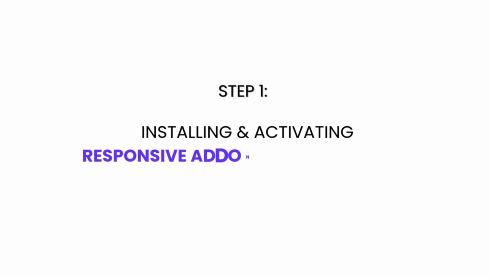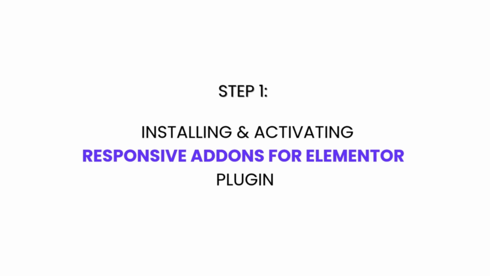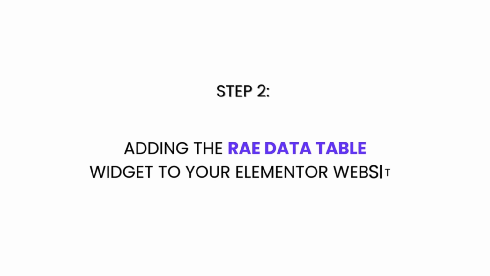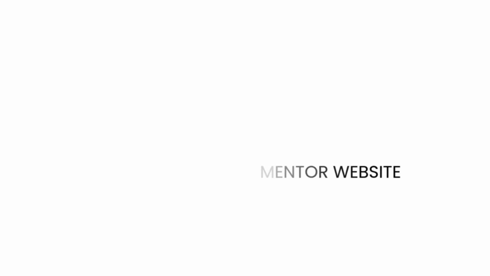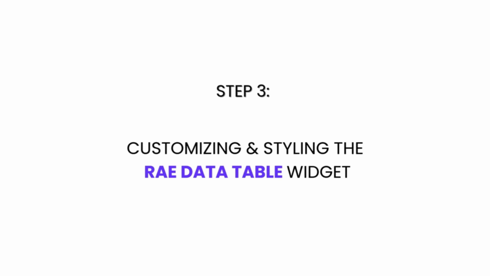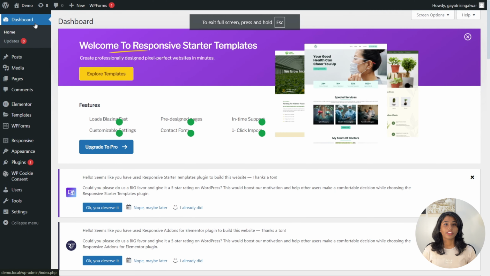Step 1. Installing and activating Responsive Addons for Elementor plugin. Step 2. Adding RAE data table widget to your Elementor website. And Step 3. Customizing and styling RAE data table widget. So now let's move towards Step 1.